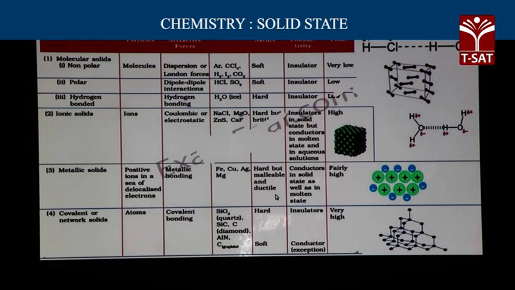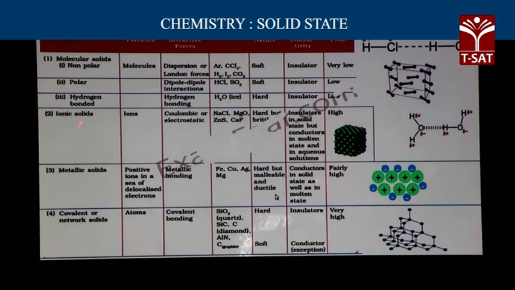So, this HCl in solid state belongs to polar molecular solids, and this water belongs to hydrogen bonded molecular solids. And if you take this example, this is just like phosphorus, chlorine in solid states. They belong to non-polar: argon, CCl4, H2, I2, CO2.